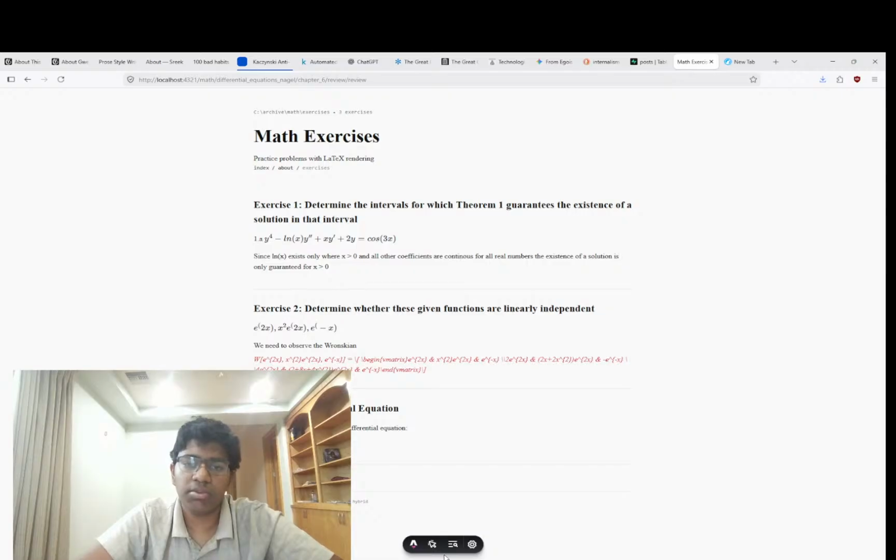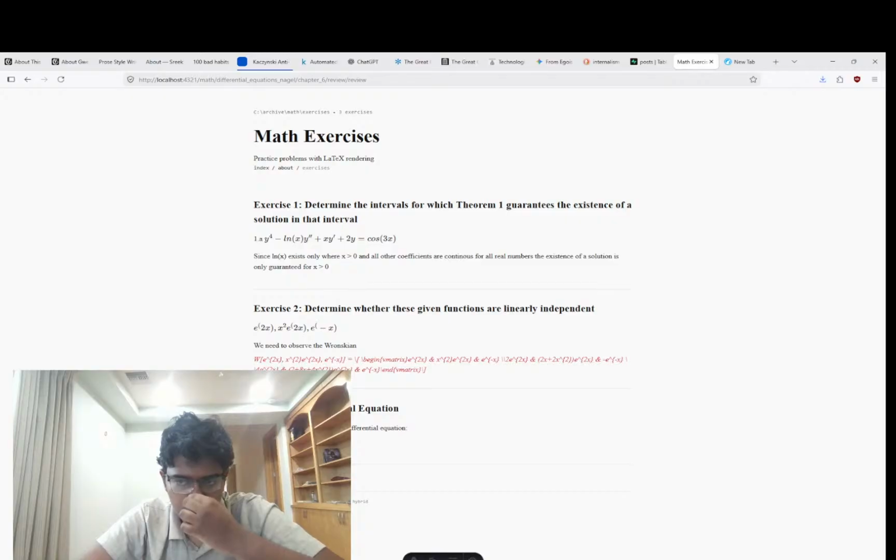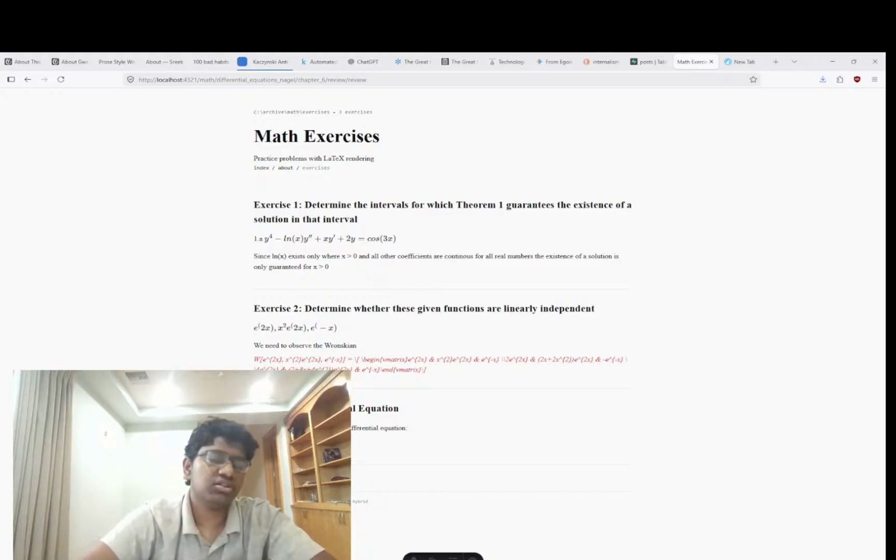And okay, I'm not sure why this doesn't work. I thought this would work. But I think you guys get the point. You just take the Wronskian. This does not look good, so I need to figure out.